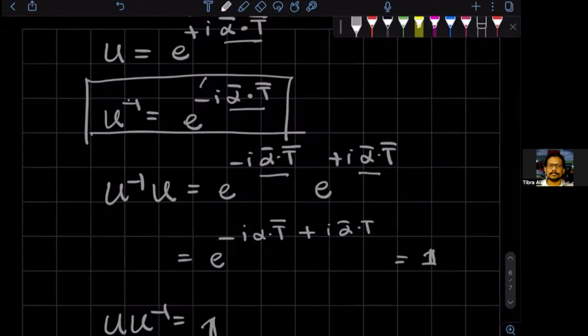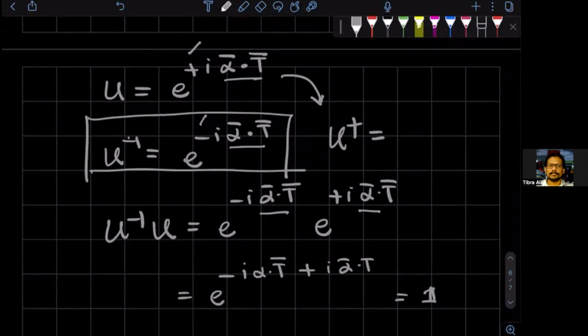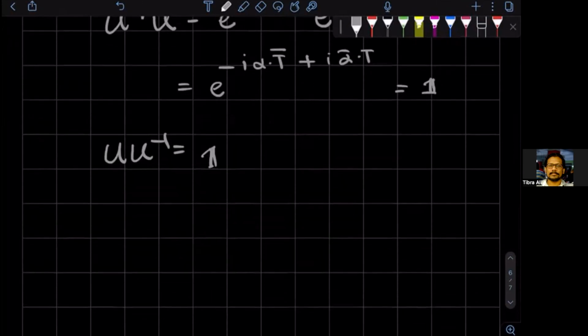But we also know that U inverse is the same thing as U dagger. So what is U dagger? If I go from here to here, now this is basically a series expansion. So the i becomes minus i because it's just a number. Alpha is a set of 3 real numbers, so that doesn't change. T is a set of 3 matrices. They become Hermitian conjugated, right? So now U inverse must be equal to U dagger. So if I compare this thing with this thing, we see that the generators T must be Hermitian matrices.